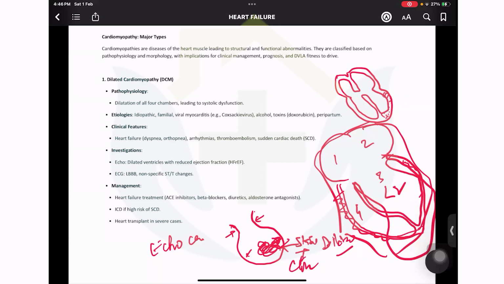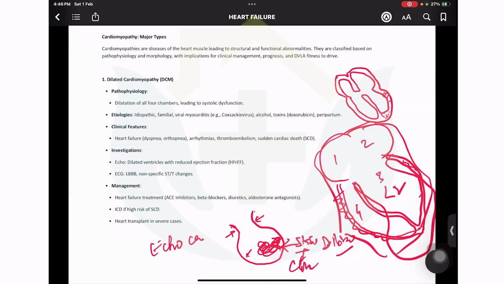In ECG, because the left ventricle is stretched so much, the His bundle will also be stretched. Purkinje fibers will also be stretched. So the signal that is coming from SA node to AV node and then to His bundle and Purkinje fibers to the left side of the heart, they will reach late. And because this conduction reaches late on the left side of the heart, it leads to left bundle branch block pattern in the ECG. There can be non-specific changes in the ECG, ST-T changes because of the dilation.